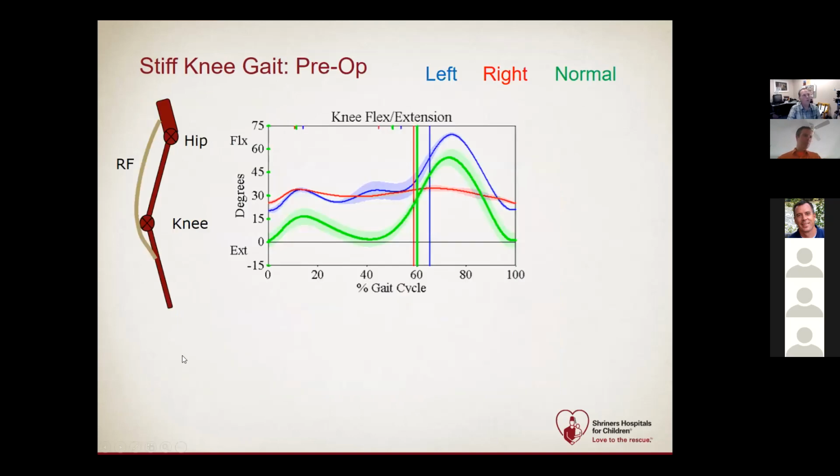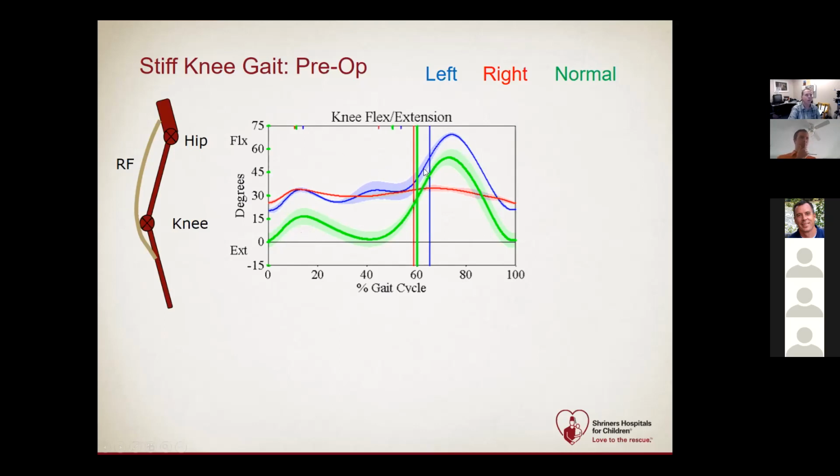So what's going on here? This is where we can kind of use the gait analysis to really understand the pathomechanics that are happening. Your rectus femoris attaches at the pelvis. It's a 2-joint muscle. It attaches at the pelvis and the tibia, so it spans both the knee and the hip joint.